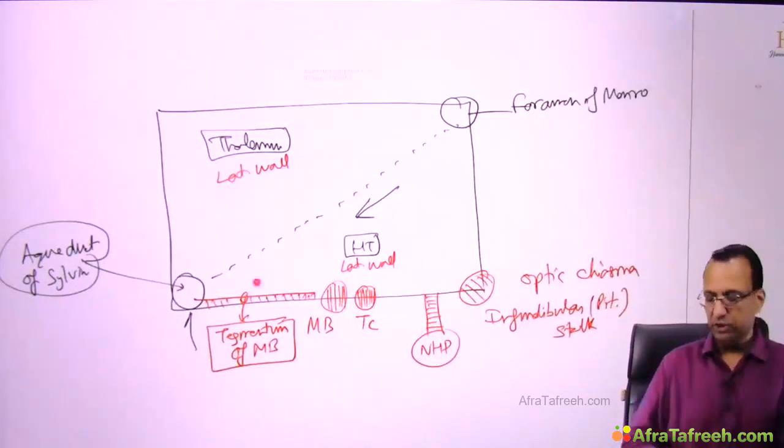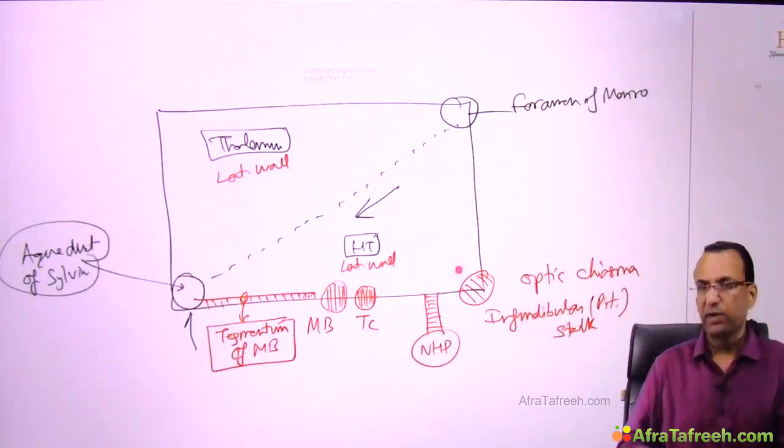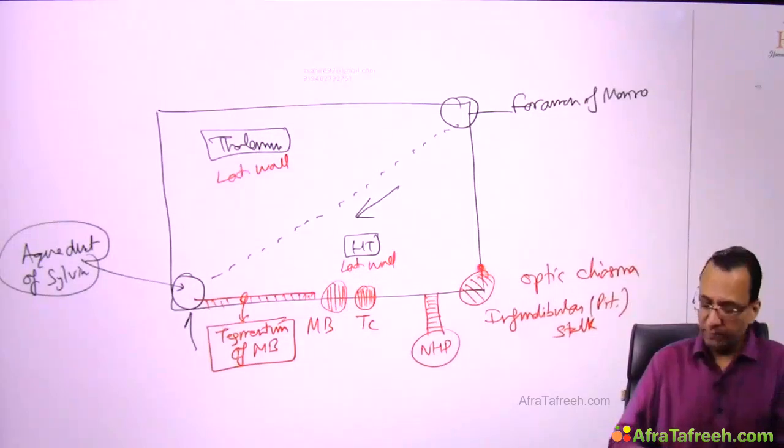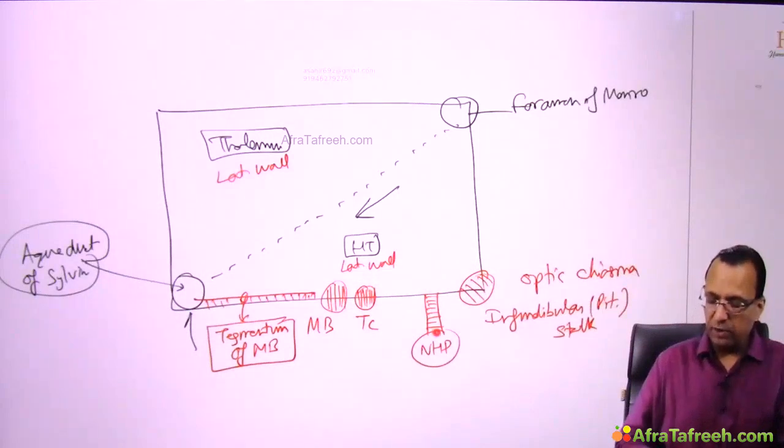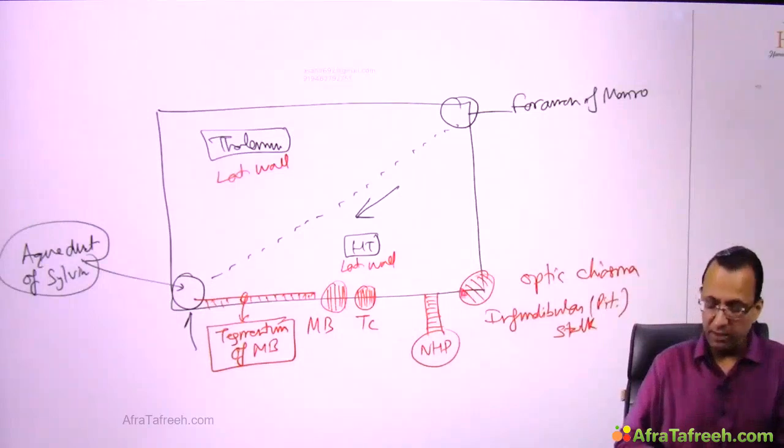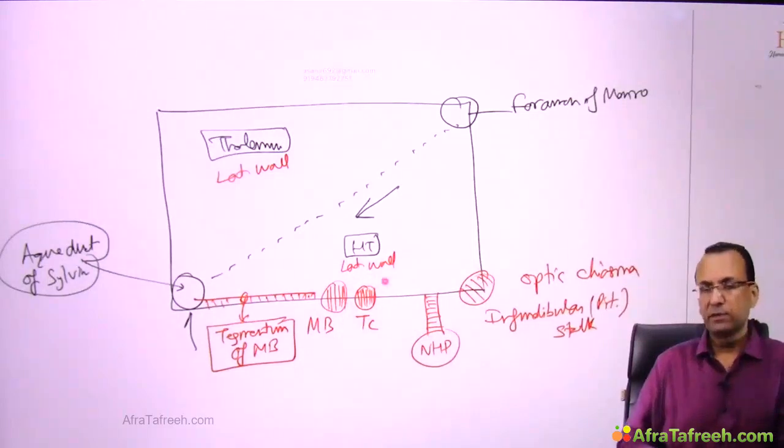So tell me the structures at the floor of the third ventricle, anterior to posterior. Most anterior is the optic chiasma. Behind that, the infundibular or pituitary stalk, the neurohypophysis suspended there. Then the tuber cinereum, part of the hypothalamus. Behind that, the mammillary body. Behind that, the tegmentum, part of the midbrain.